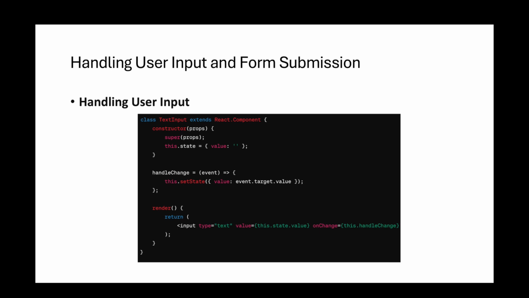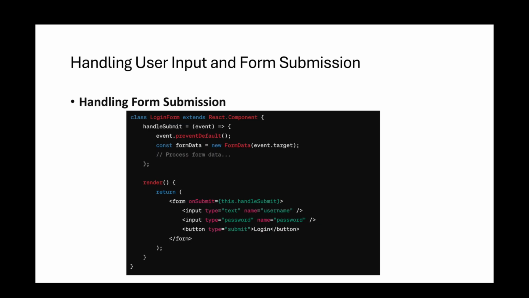Example: class TextInput extends React.Component, constructor(props), super(props), this.state = {value: ''}, handleChange = (event) => { this.setState({value: event.target.value}) }, render() { return <input type="text" value={this.state.value} onChange={this.handleChange} /> }.